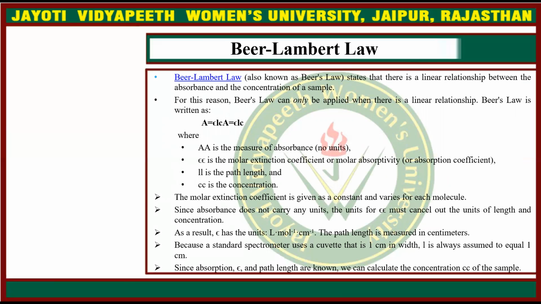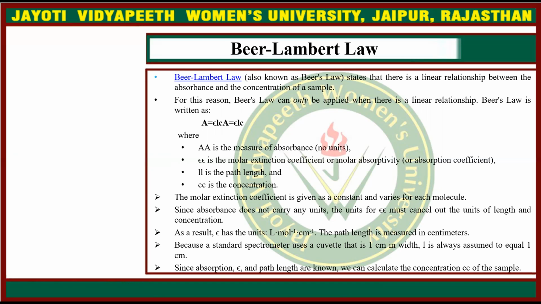Then what is Lambert-Beer's law? Lambert-Beer's law states that there is a linear relationship between the absorbance and the concentration of a sample. For this reason, Beer's law can only be applied when there is a linear relationship. Beer's law is written as A = εLC, where A is the measure of absorbance and it is unitless. Epsilon is the molar extinction coefficient or molar absorptivity or absorption coefficient. L is the path length and C is the concentration.